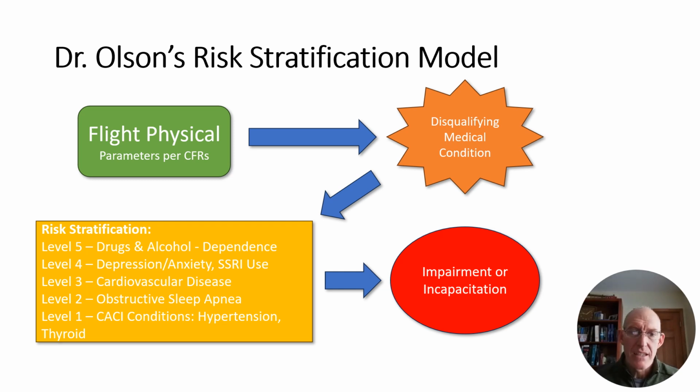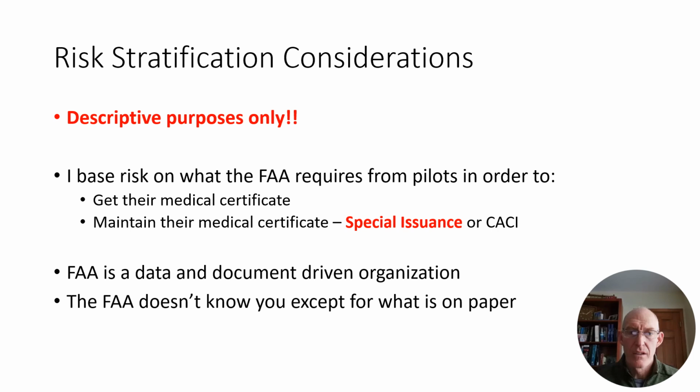What you can see on the slide is that there's the flight physical parameters per the CFRs. If a pilot has a disqualifying medical condition, the way that we can look at it is this risk stratification model in the yellow rectangle. And this is all in regard to the potential for impairment or incapacitation. So you can see I've constructed level 1 to level 5, level 1 being the least risky and level 5 being the most risky. Again, I want to stress that this is a model for descriptive purposes only.